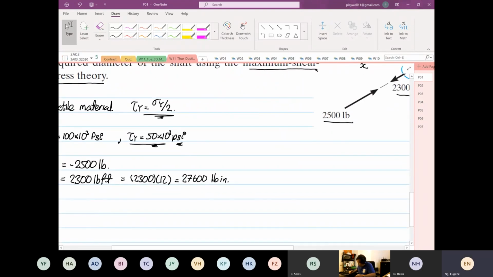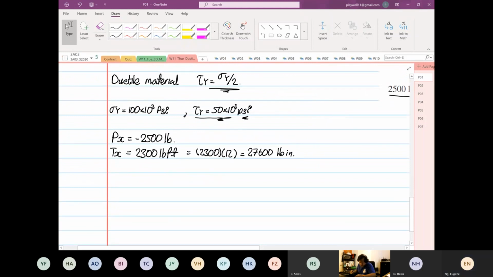And then you have your moment in the Z direction, which is 1,500 pound-feet. This will be equal to 1,500 multiplied by 12, and this will be equal to 18,000 pound-inch.